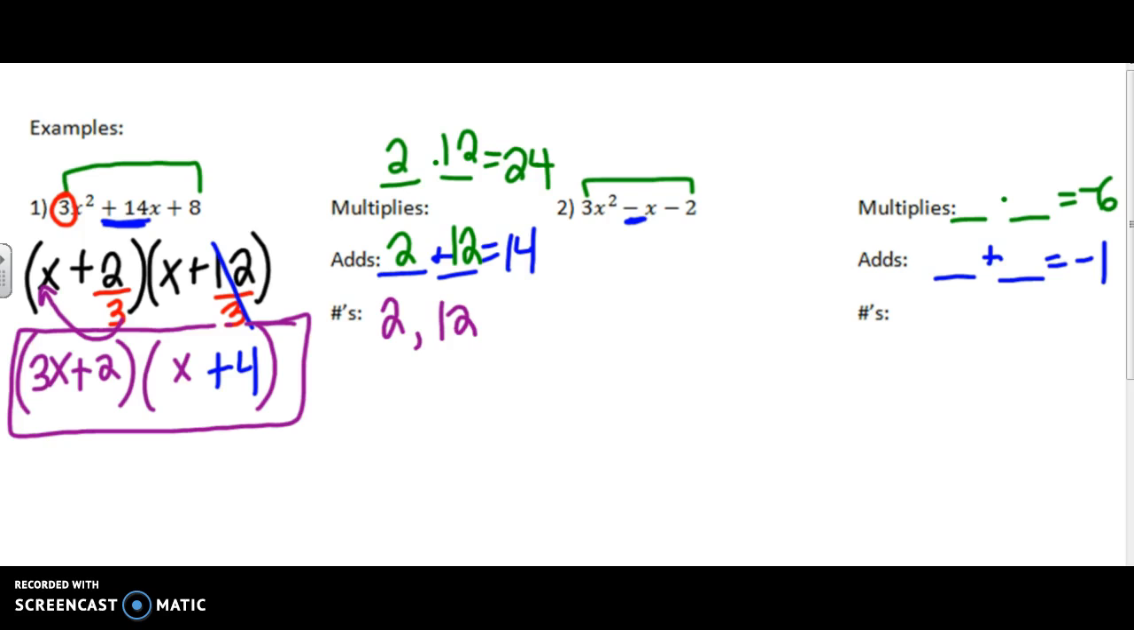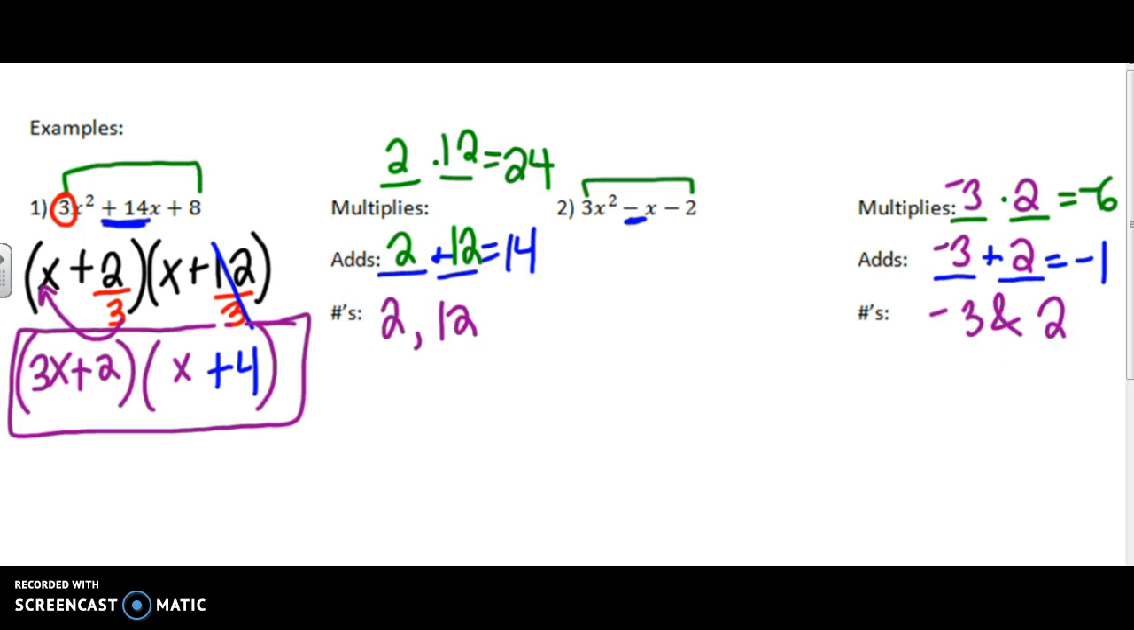Just a little hint, whenever your add number is 1 or negative 1, your two numbers have to be back-to-back numbers, like 2 and 3, 3 and 4, 4 and 5, that type of thing. So using that as our guide, we know that negative 3 times positive 2 gives me negative 6, but also works for my adding. So those are my two numbers. Okay, my magic numbers for this one are going to be negative 3 and 2.